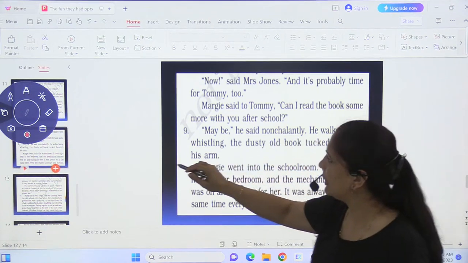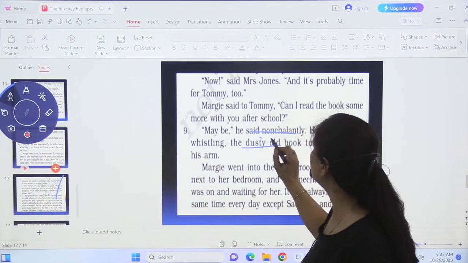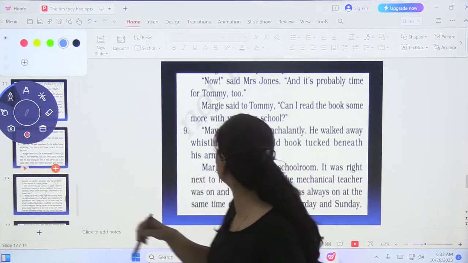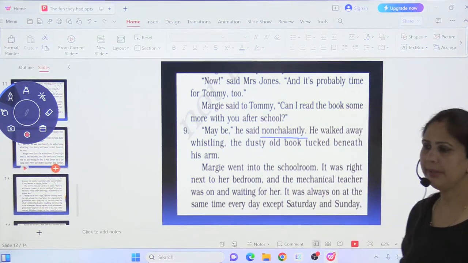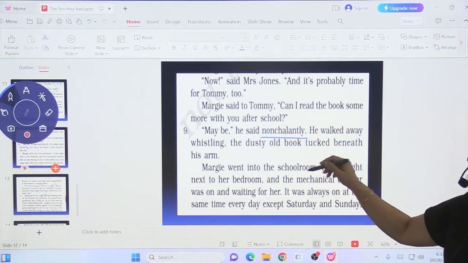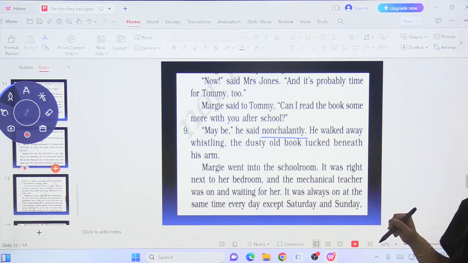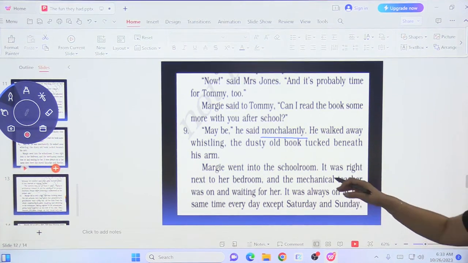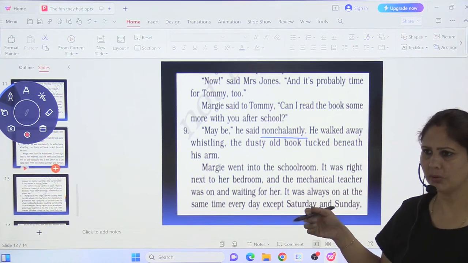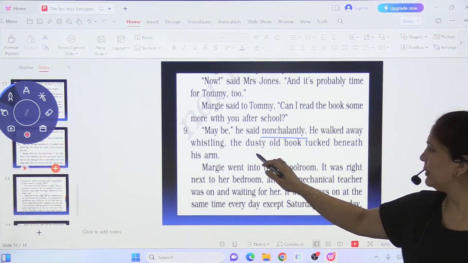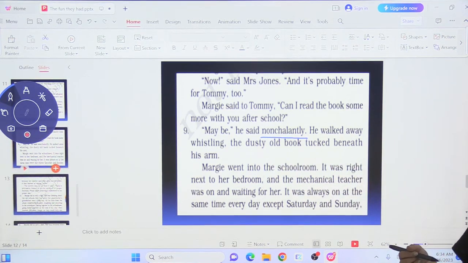Now, what do you understand by this word, nonchalantly? What is the meaning of this word? Any idea? Disinterestedly, without showing any interest, as if he was irritated. He was not showing any interest in what Margie was saying to him. So he did not show any interest and he said maybe. He walked away whistling and he went away from there whistling.